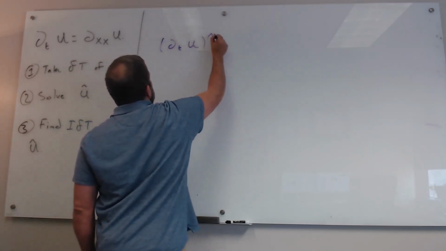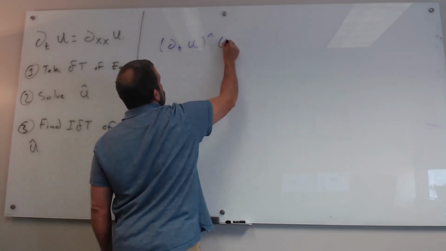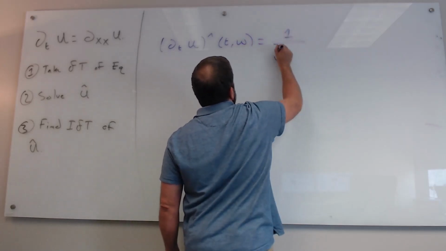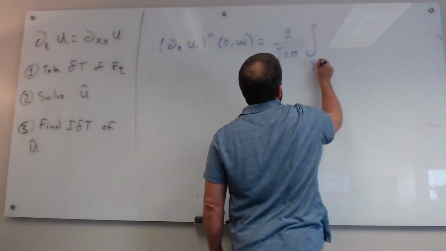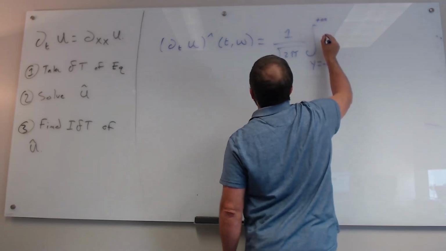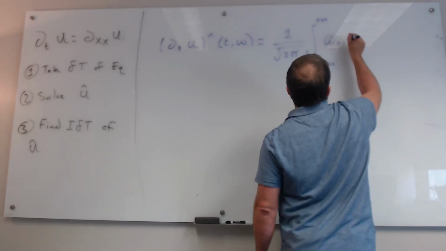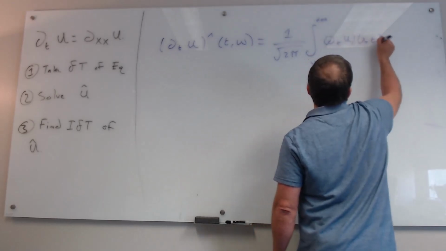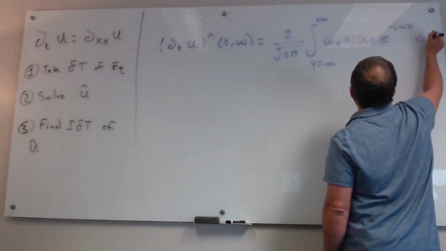This is the Fourier transform of the t derivative of u. Just by definition, this is 1 over the square root of 2 pi times the integral from x equals minus infinity to positive infinity of the t derivative of u evaluated at (x, t) times e to the minus i omega x dx.